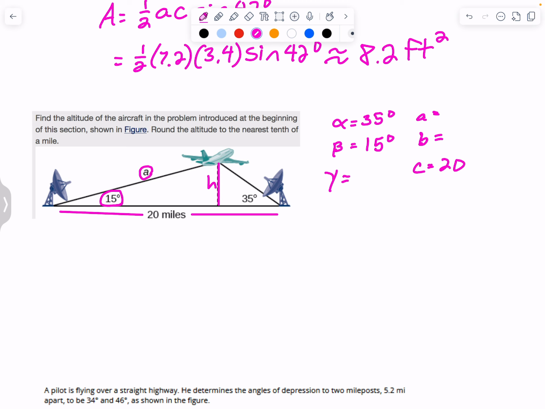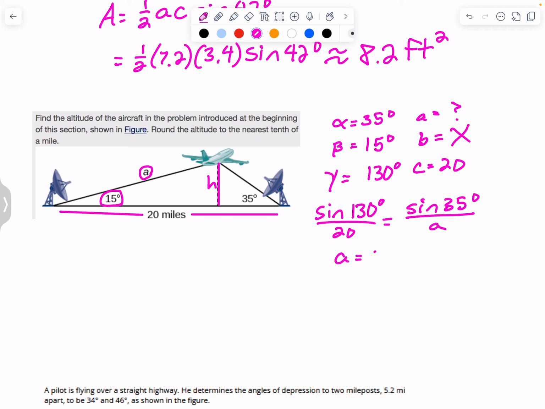All right, this does not have what we need for law of sines. We need this angle with that side, but we can add them together, 40, 50, so 130 is my angle. This checks out with our picture too, being pretty wide there. So what we're looking for, I don't really care about that. I just need A. If I find A, then I can find H. So sine of 130 degrees over 20 is equal to sine 35 degrees over little a. So little a is going to be equal to 20 sine of 35 degrees over sine of 130 degrees.